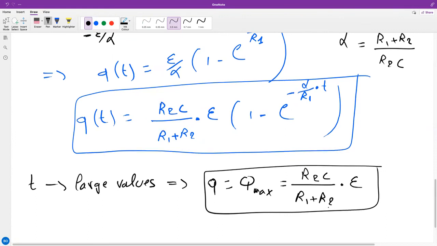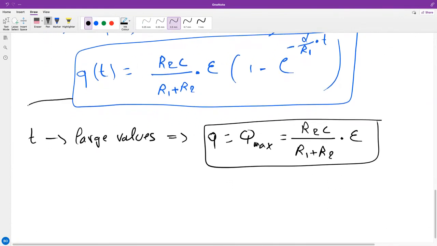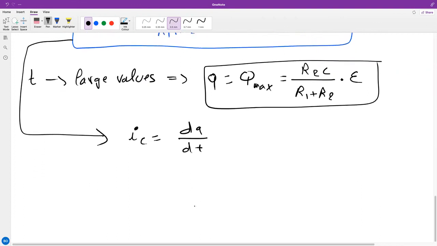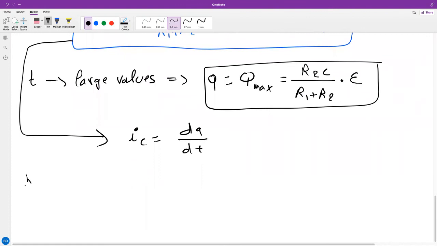Now, the good thing here is that with this equation we have the charge at any moment, and also the current at any moment, because the current is just the derivative of the charge. So this is what we have.